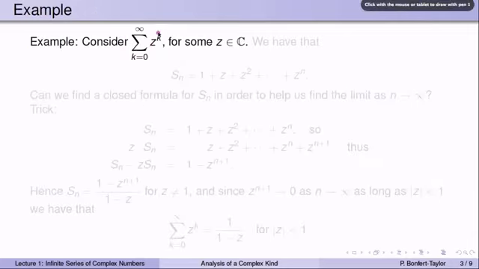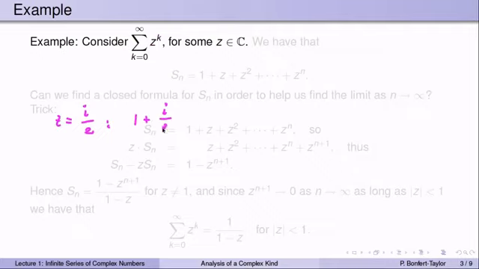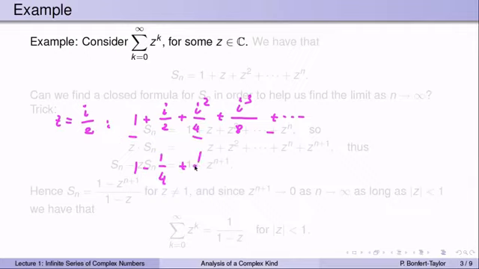Consider the series of z to the k's for some z in C. So for example, if z was equal to i over 2, then the series would be, for k equals 0, you get 1. For k equals 1, you get i over 2. For k equals 2, you get i squared over 4. Then you get i cubed over 8, and so forth. You could split that up into real and imaginary parts, so you have 1 minus 1/4, and the next one is going to be plus 1/16, and so forth.